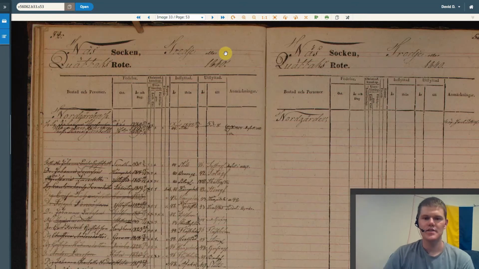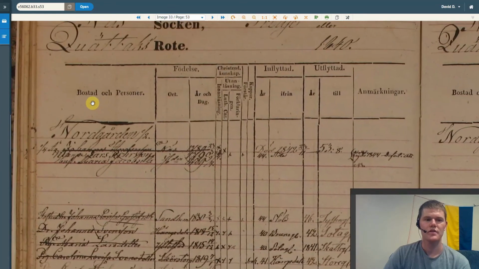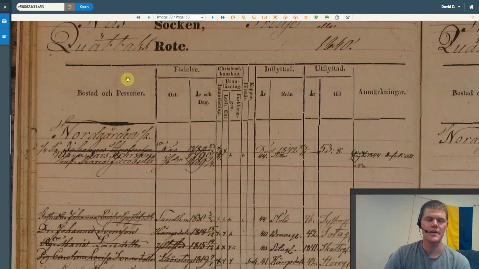So this is an example of a household examination record in the parish called Ness. And on the top right here, we have the heading that talks about the person's name. So this is where the person is listed. This is their birth information. This is where they were born. This is when they were born. And here's some other things. And then this is moving in to this parish, moving out of this parish, and some different things right there.